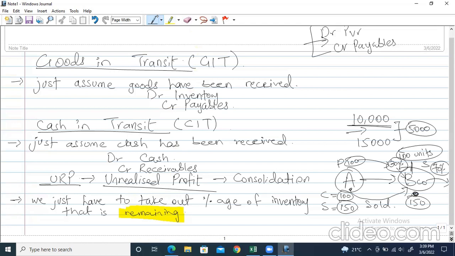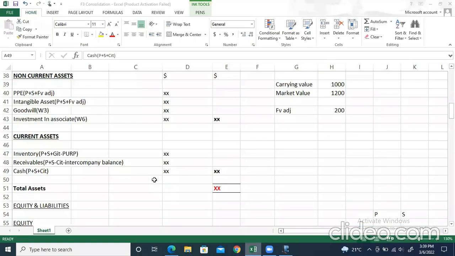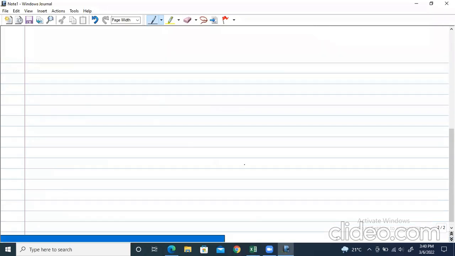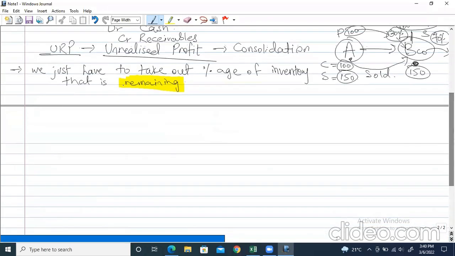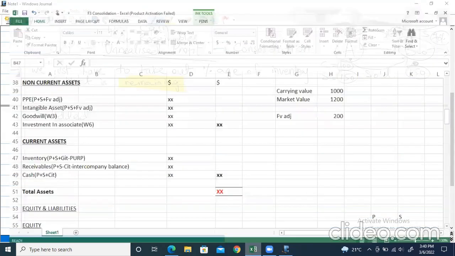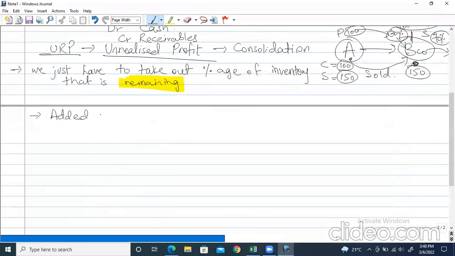And what are its implications? Let me tell you by looking at the format. First of all, the unrealized profit is subtracted from the inventory, and the other aspect is that it is added in the cost of sales. I'm writing the treatment over here. So basically, the 30% inventory will have the unrealized profit. Let's calculate the profit over here.